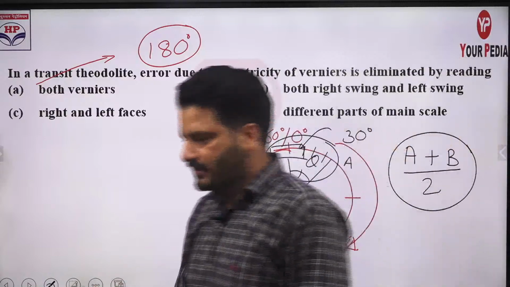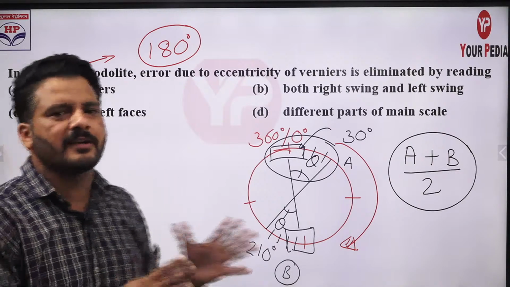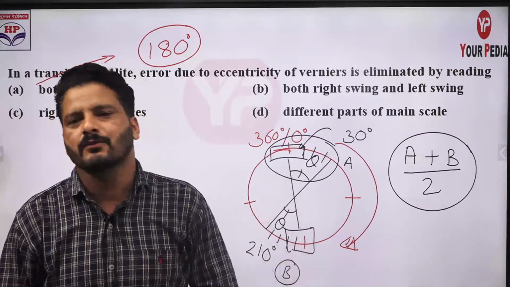So kind of average reading. Fine. So both verniers: in a transit theodolite, this error due to eccentricity of the vernier is eliminated by reading both verniers, both right swing and left swing. Right and left face are different parts of the main scale. So this is basically the right face, left face. We will see in later questions. We have some questions regarding the face also.